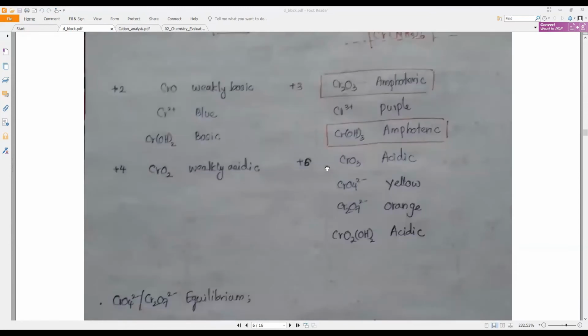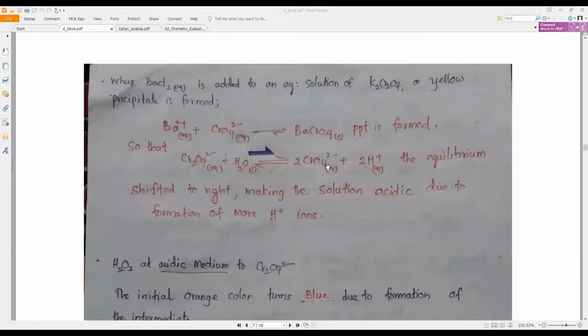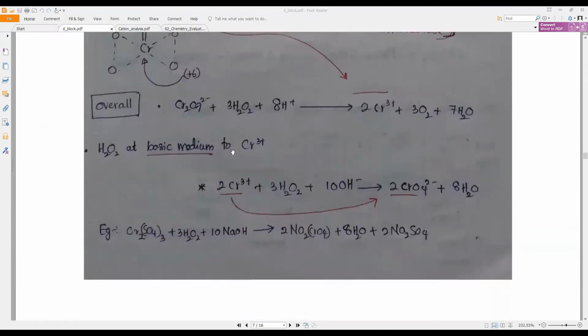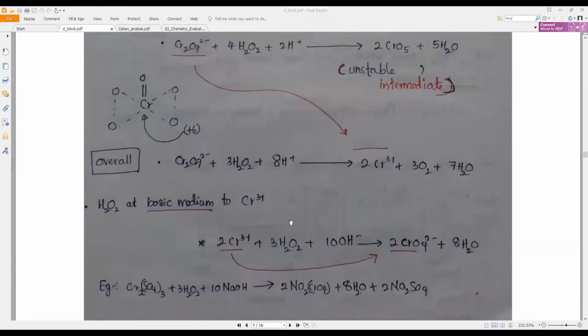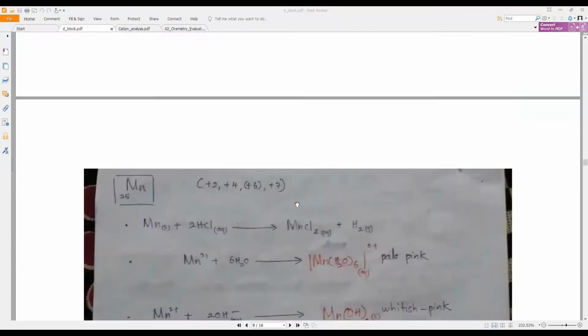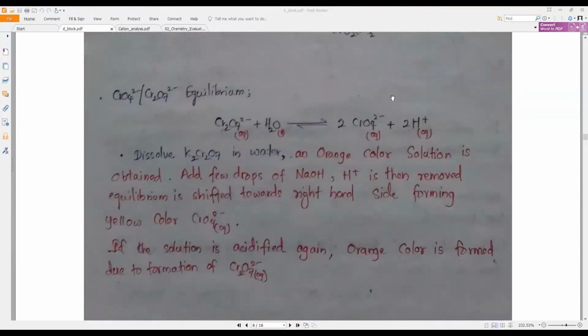Everything is there if you go through this block tutorial, as I have mentioned before. Even this one, when you have chromium 3 plus, you add H2O2 with the OH minus, so CrO4 2 minus is formed. And CrO4 2 minus, you can imagine when you acidify, will convert to Cr2O7 2 minus, as explained in the previous equilibrium reaction. In acidic medium, H plus, it gives dichromate. And when you add ammonium chloride, according to the description, it is formed, everything is there.